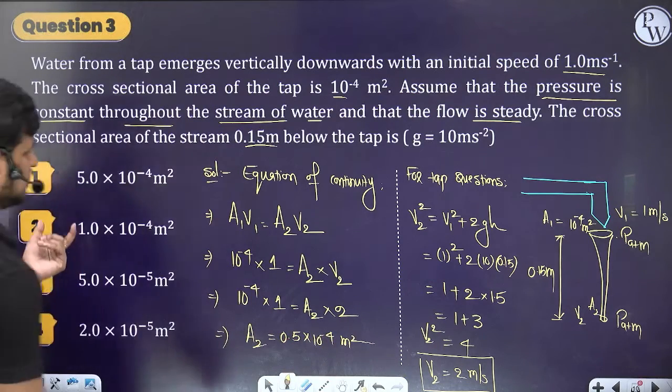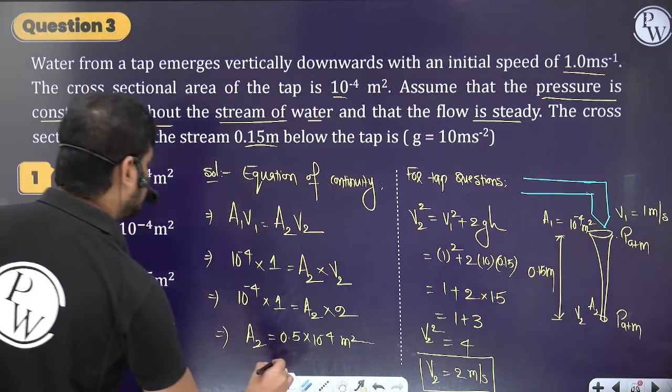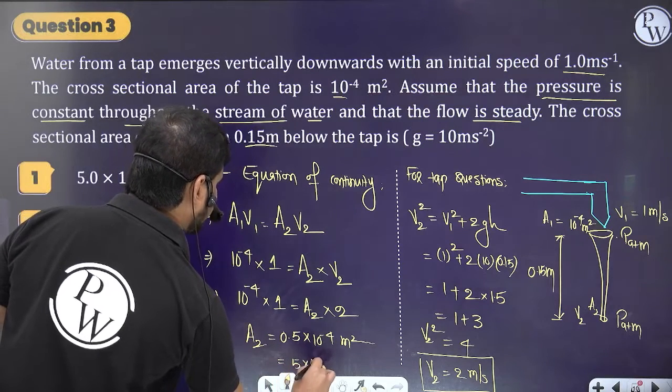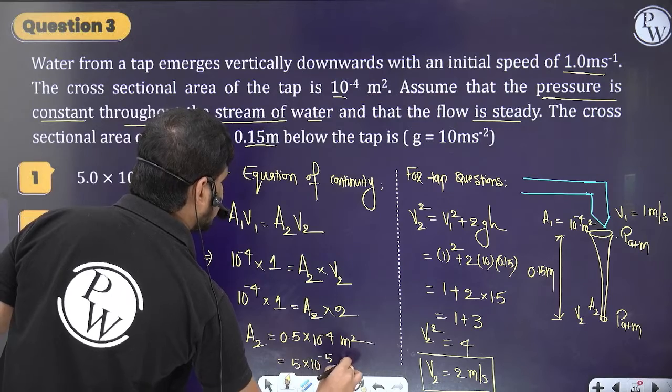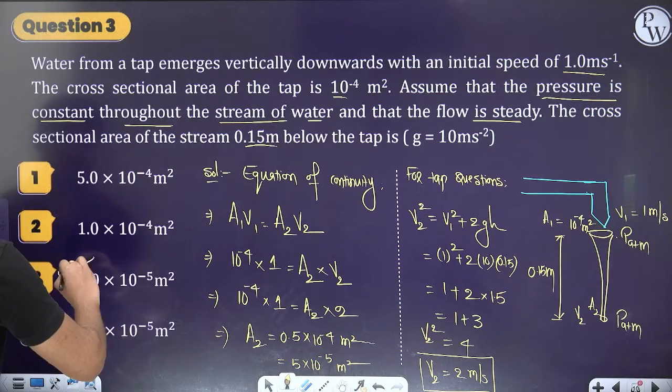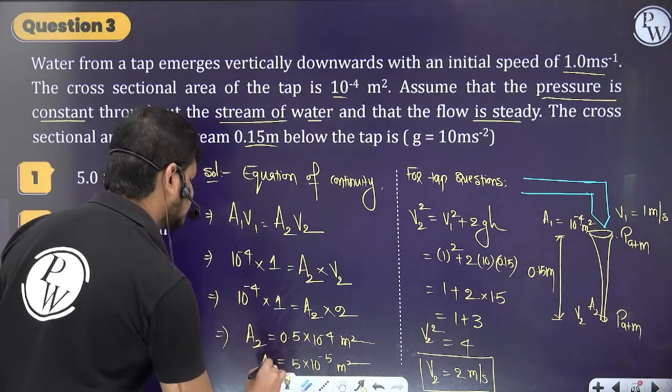0.5. So it is 5 into 10 to the power minus 5 meter square. So option 3 is the correct one, guys. So this is the cross sectional area A2.